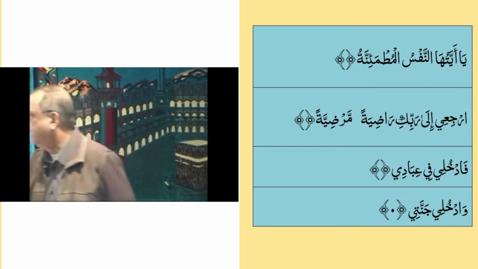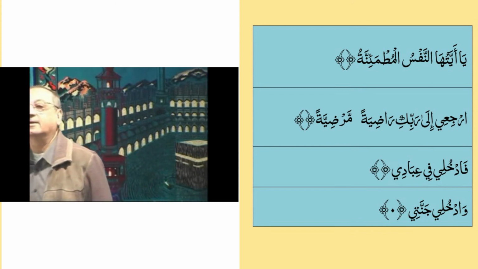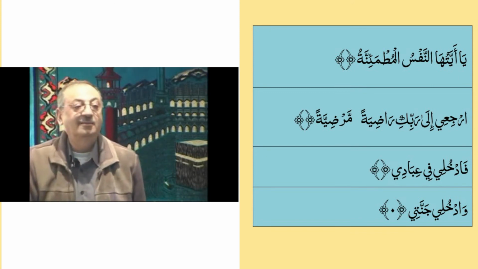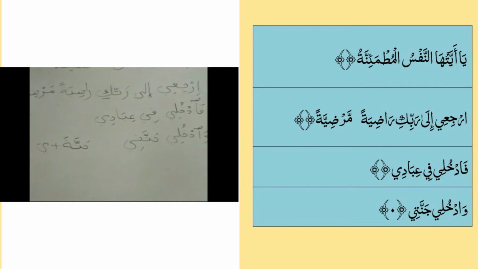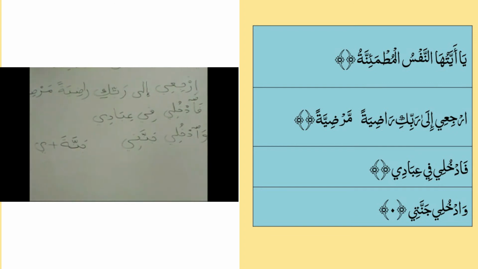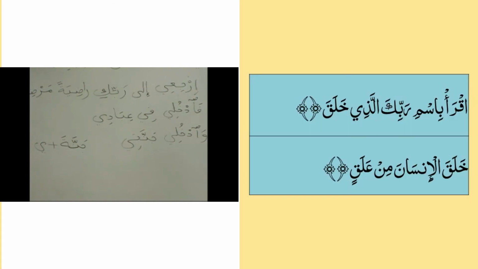But do you see here that wadkhuli jannata is a direct maf'ulun bihi? But here, with fi, these are the same verbs. In one situation, we used harf jar, and in the second situation, we have a direct maf'ulun bihi. Are you with me, brothers and sisters? So you will keep that in mind, inshallah.